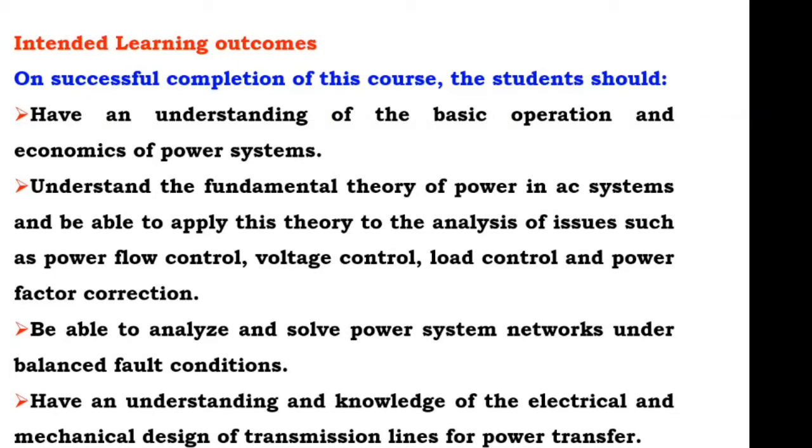Now, the next bullet point is understanding and knowledge of the electrical and mechanical design of transmission lines for power transfer from the generating stations to the consumer premises. Like I may have mentioned, the power stations are in general located very far from the center of consumers. For example, we are sitting here in Durban. It has millions of consumers, but there is no power station in Durban. The power stations are in Mpumalanga, in Cape Town, in Drakensberg.